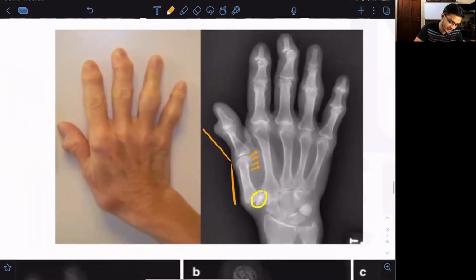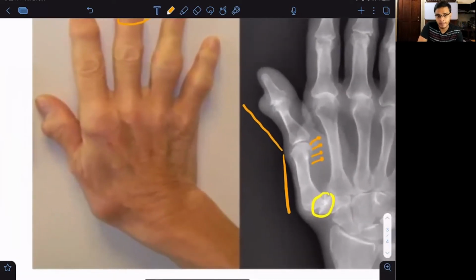Now, look at the hand, guys. In the hand, firstly, we can see some nodes and some deformity here as well. In the X-ray also, we can see some deformity there. But apart from that, look at this thumb. Can you see how the thumb is?